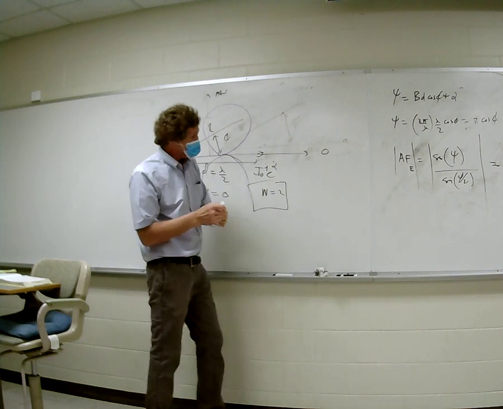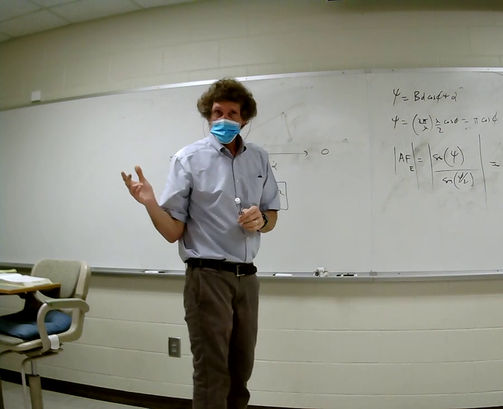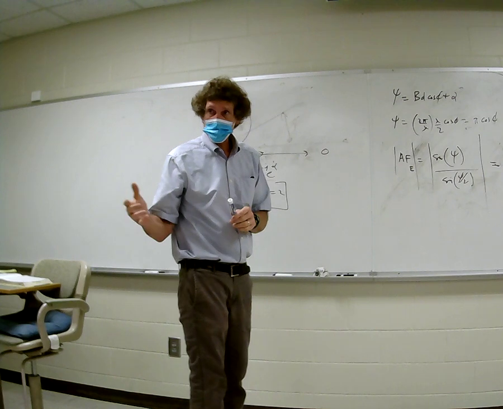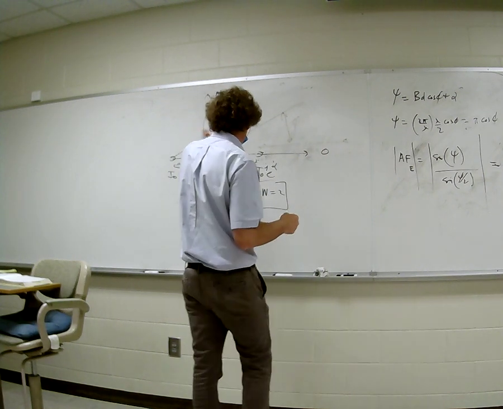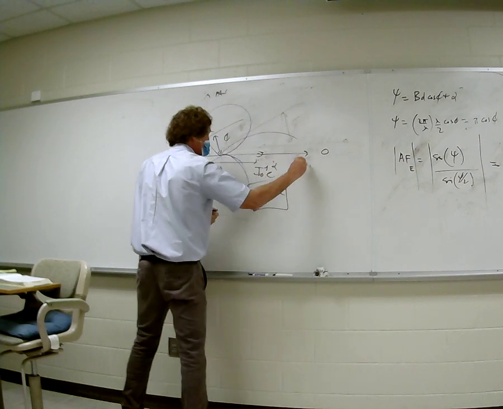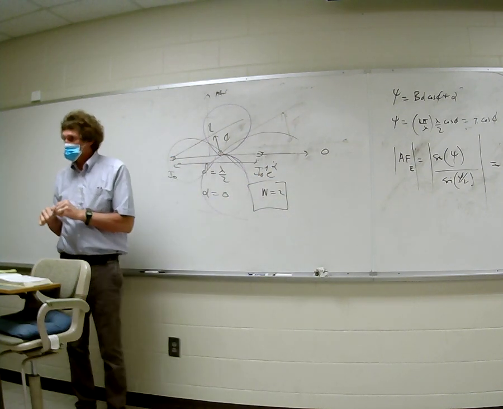So the way you would beam steer is by changing alpha, and if alpha was equal to 180 degrees, or pi radians, then this whole pattern would just turn and do this. Now you'll see what I'm talking about when I give you some exercises.